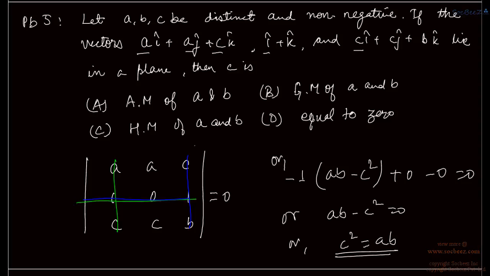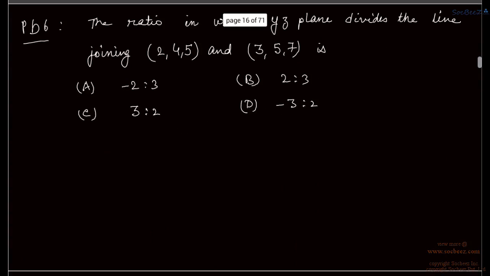That means C is the geometric mean of A and B, because C is equal to root AB. So option B is correct here, right? Okay, fine. Now moving to the next question.